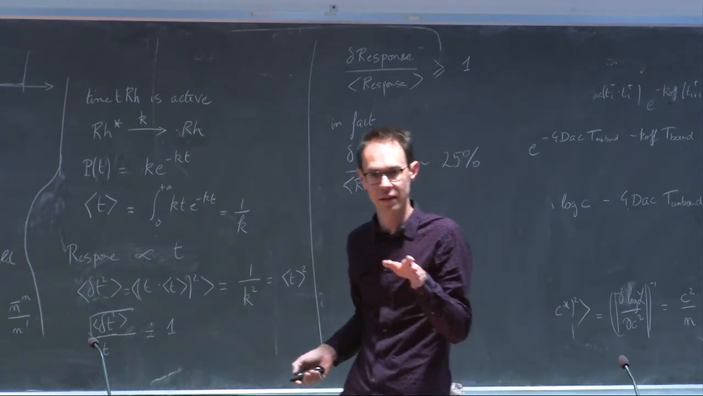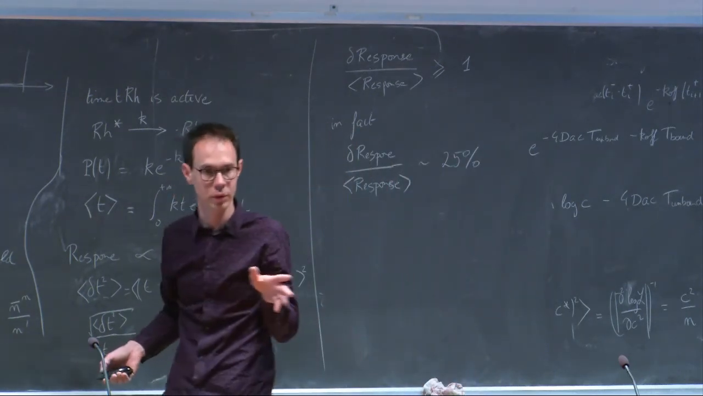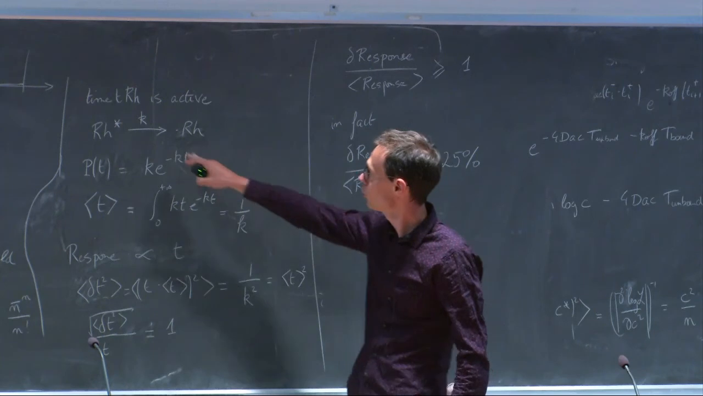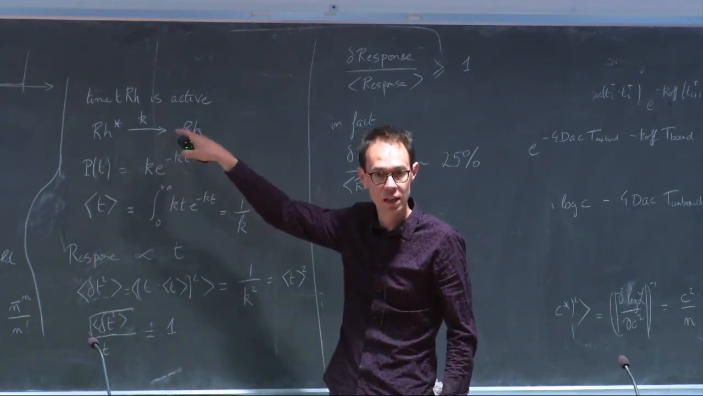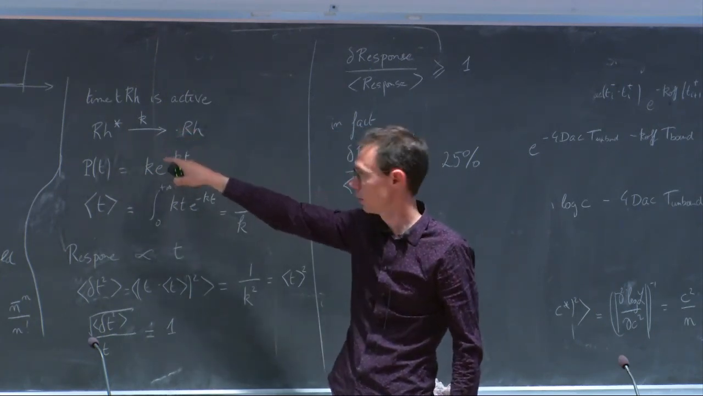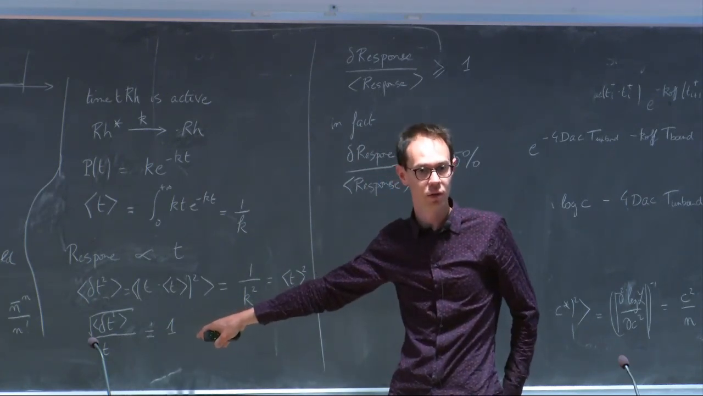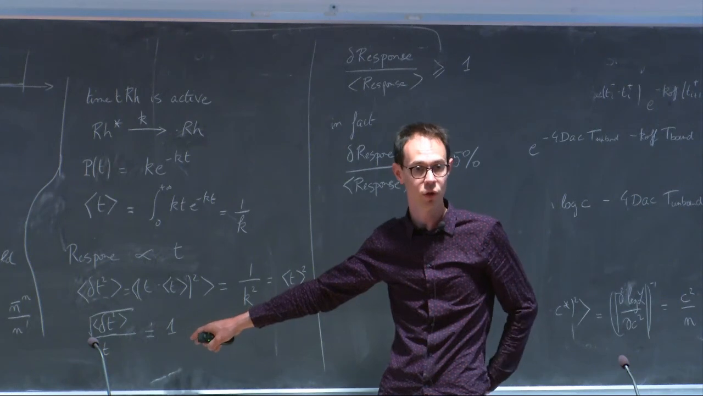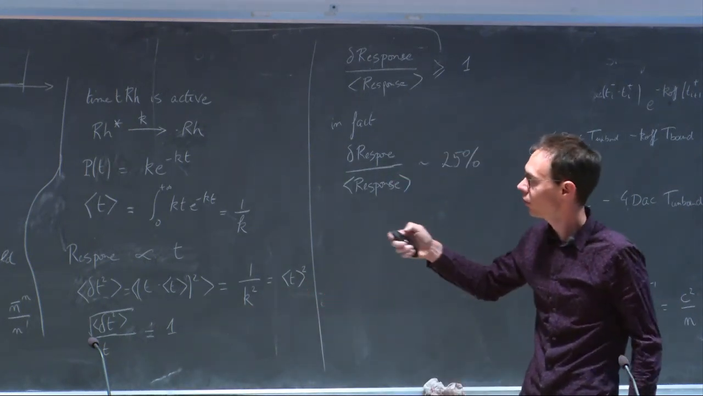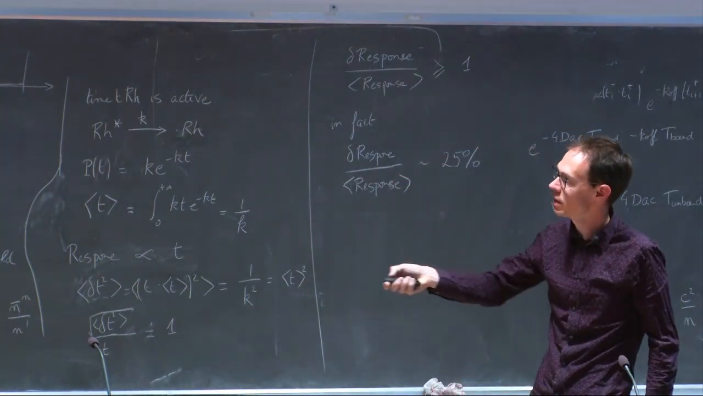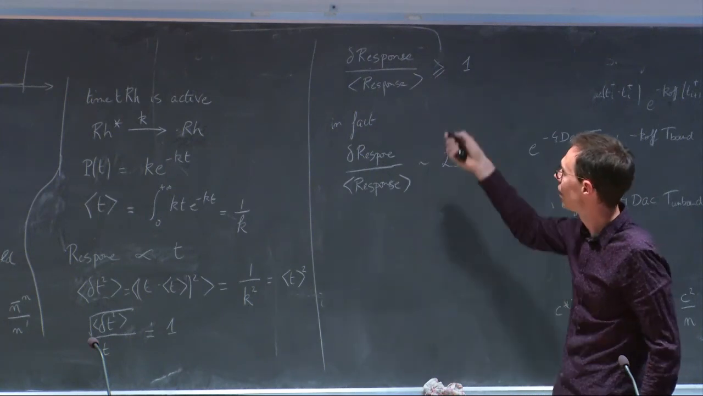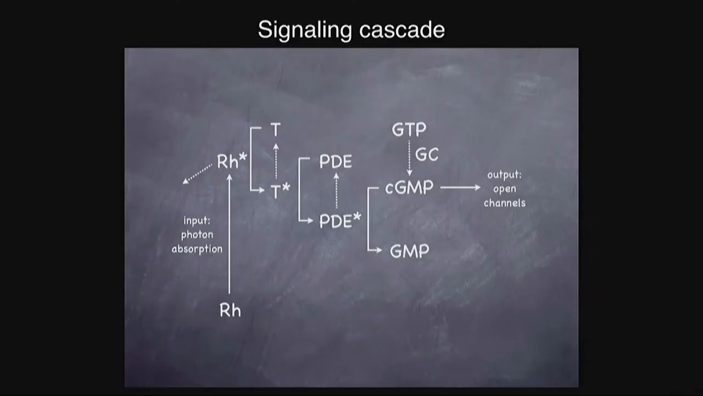Okay, so there's a bit of a contradiction in what I just said, right? If I assume a model like this, where things deactivate spontaneously, then I must have variations in the time of activation of the order of 100%. And because this is what determines the entire signaling cascade, I must have variations in the response which are also of the order of 100%. And yet, when I do the experiment, I find 25%. So what's going on?